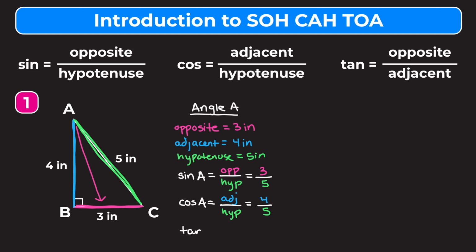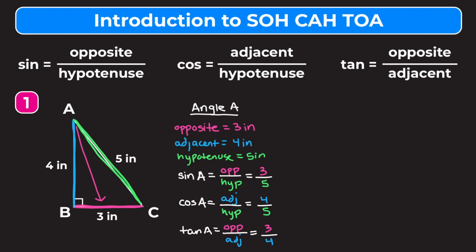And finally, to find the tangent of angle A, we need to put our opposite side over our adjacent side. We know our opposite side is 3 inches, and our adjacent side is 4 inches. So we get that the tangent of angle A is 3/4.